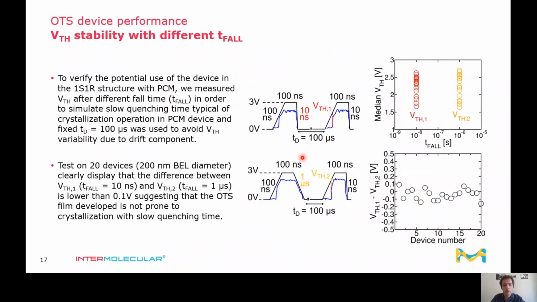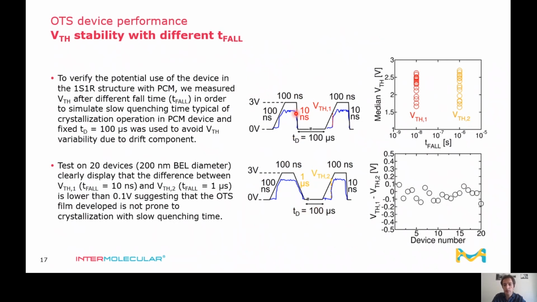In order to verify the potential use of the device in a 1S1R structure with PCM, we measured the threshold after different fall times. We carried out this experiment using again two pulses, this time with a fixed delay time in order to avoid threshold variability due to the drift component. We use different fall times for the first pulse, to try to reproduce the programming condition of the PCM memories, where in the set state, in order to crystallize the film, we apply a slower quenching time.